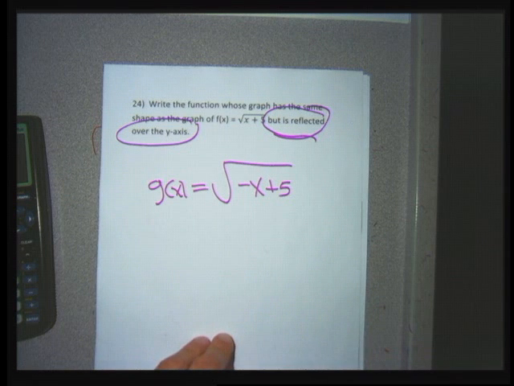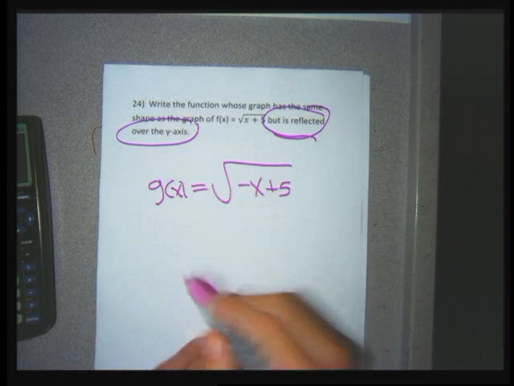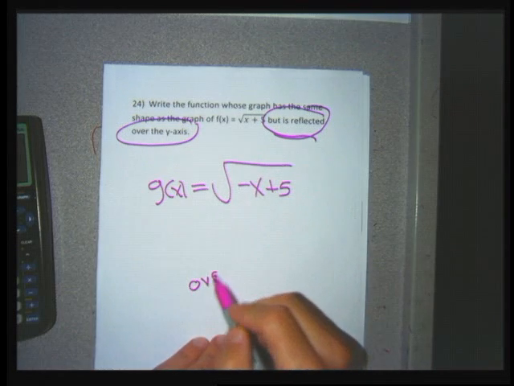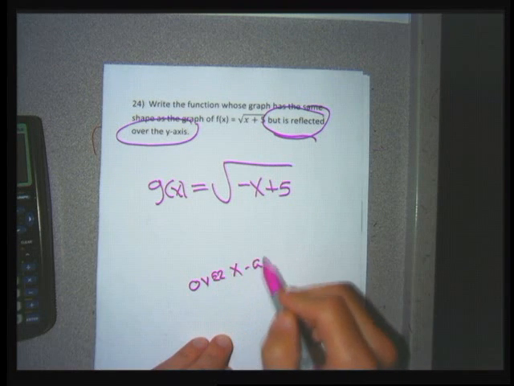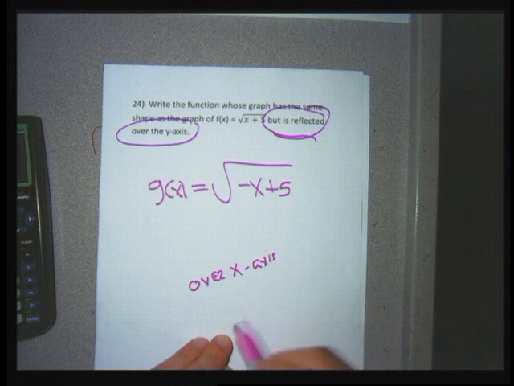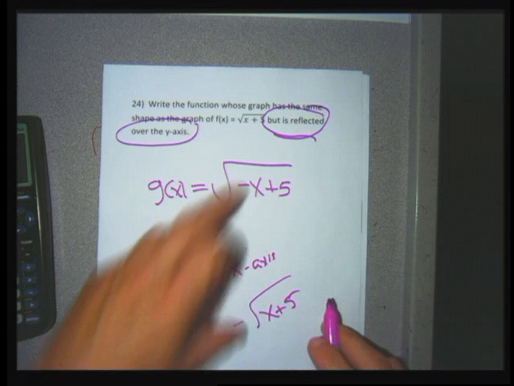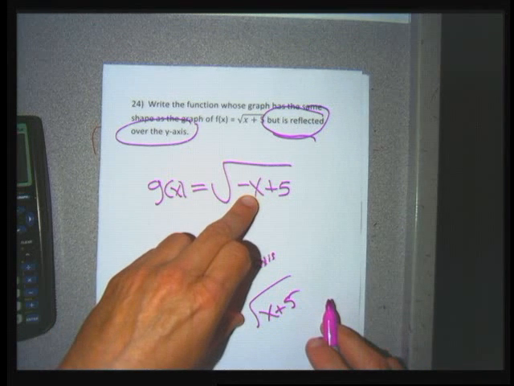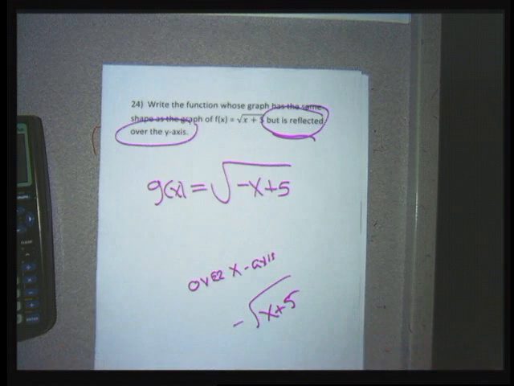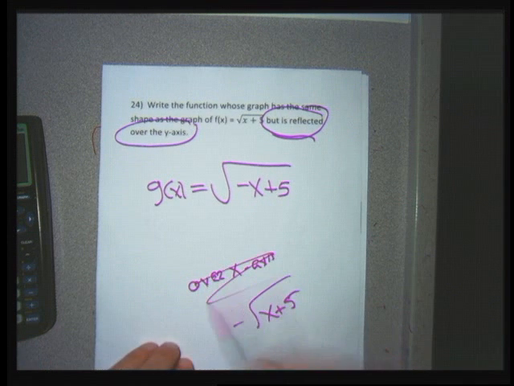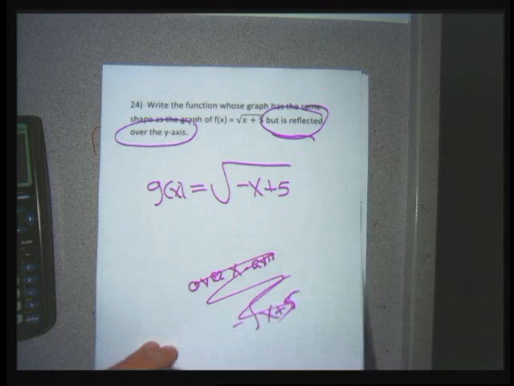If it said reflected over the x-axis, and it wanted the same shape as that, the negative would be here. So the difference is where you put the negative. If you attach the negative to the x, it flips it over the y-axis. If you put it outside the square root, it flips it over the x-axis. But I'm only asked for reflecting it over the y-axis.